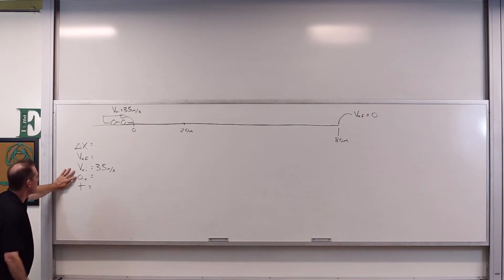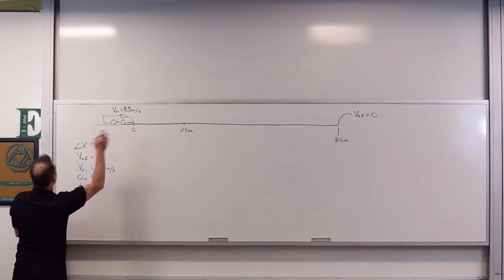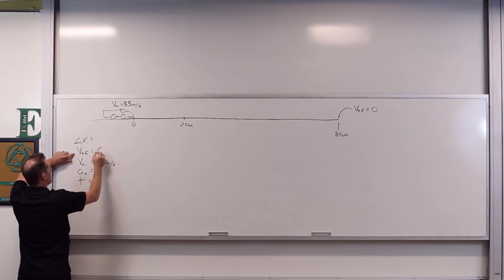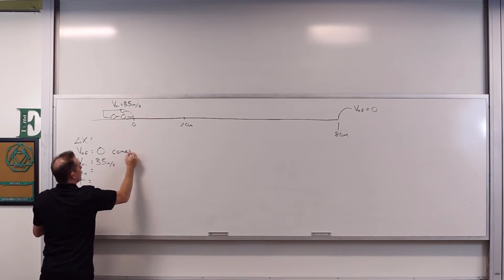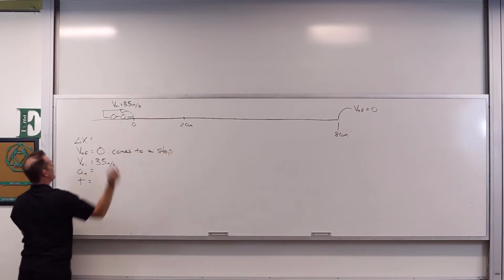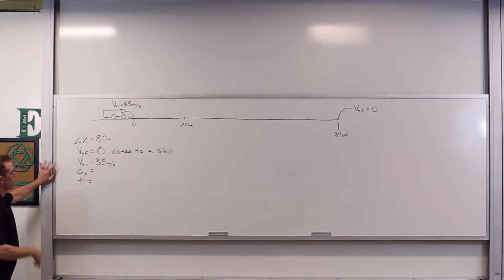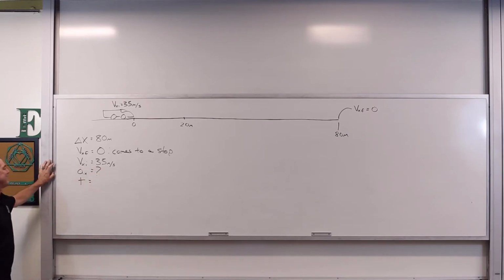Some car going 77 miles an hour, just going to stop over 80 meters. Is that even possible? Doesn't matter. We're just modeling this. At any rate, there's its initial velocity. Its final velocity is going to be 0 because it comes to a stop. So 0, and it does that over a displacement of 80 meters. And we want to know what is the constant acceleration that this object is subject to.